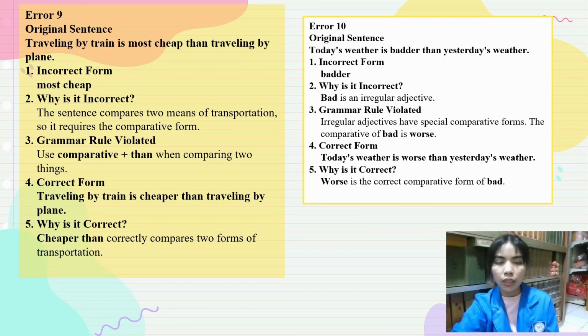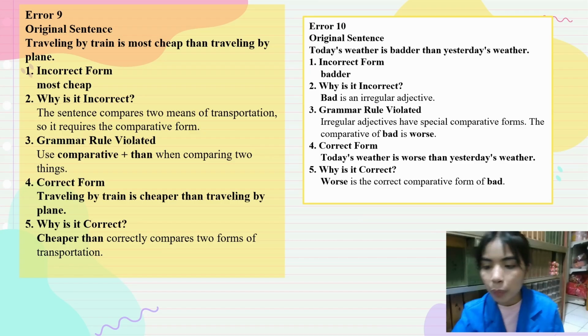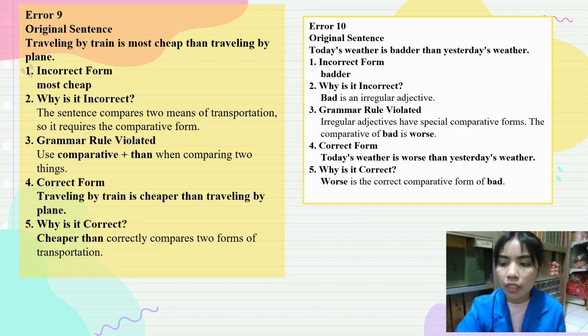Okay, and the last part, 9 and 10. In the ninth sentence, "most cheap" is incorrect. The correct form is cheaper than. In the last sentence, "better" is incorrect because bad is an irregular adjective. The correct comparative form is worse. Okay, and the correct paragraph after correcting all the mistakes uses the correct comparative and superlative forms according to English grammar rules.